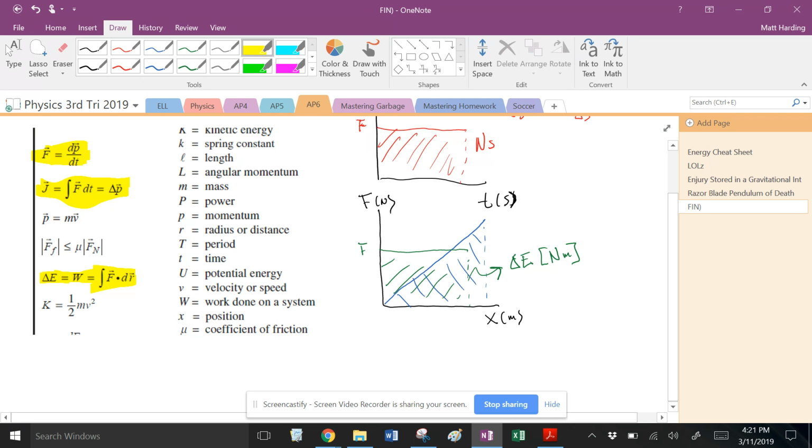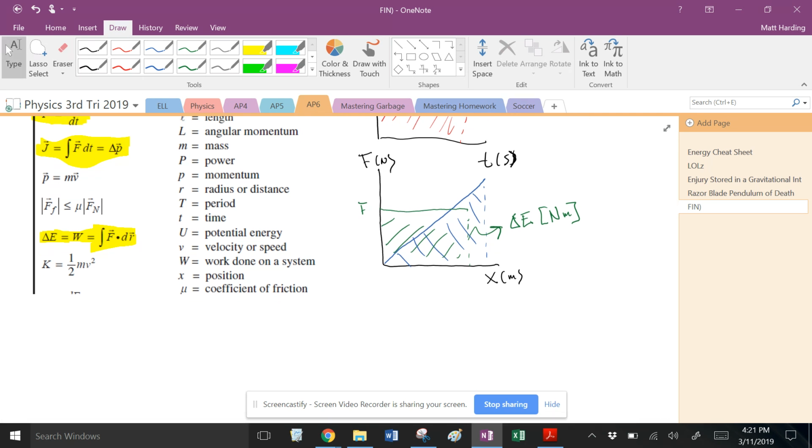And the delta E thing, that's a newer twist to them. I think I made enough complaints that they recognize that we really should just be thinking of that area as the change in energy. But they like to throw a word on it. They talk about it as the work done on a system. In other words, this would be energy being transferred into a system, and they're talking about that in terms of F dot dr.